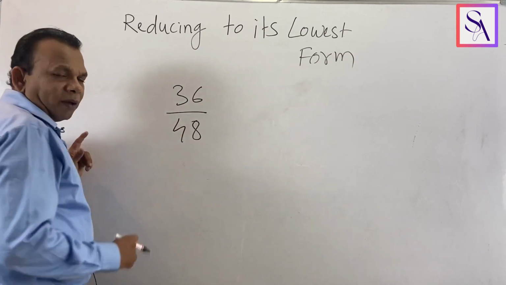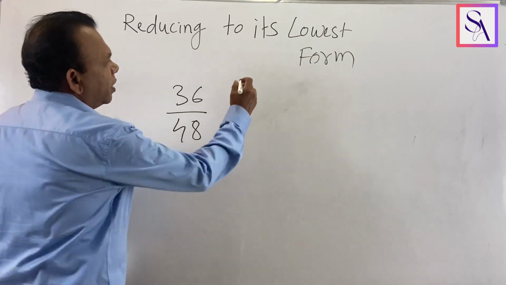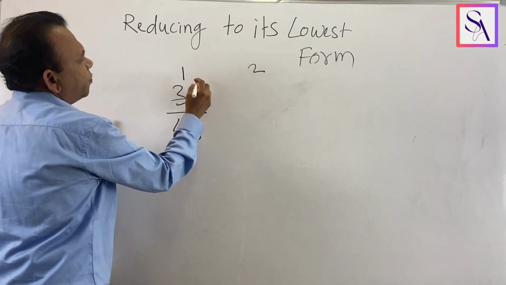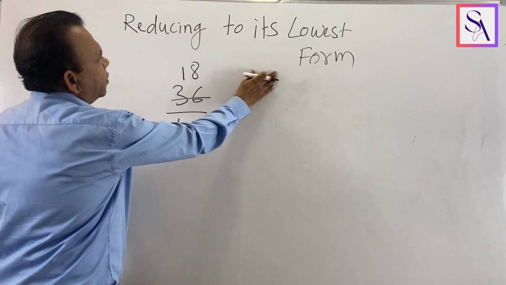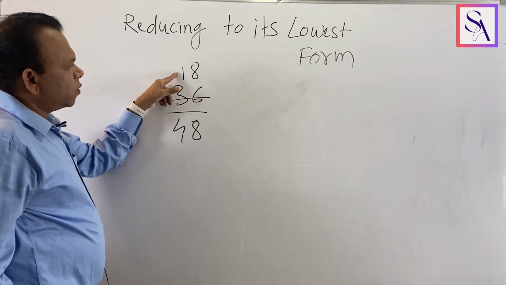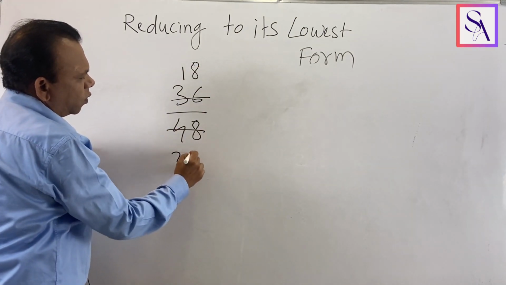So you have to find a number which will divide both numbers. So I will take a 2, right? So I will divide by 2. 2 ones are 2, 2 8s are 16. So we know that 18 2s are 36. So 2 ones are 2, 2 8s are 16. Similarly, 2 2s are 4, 2 4s are 8.